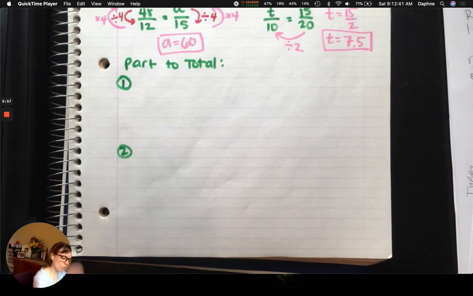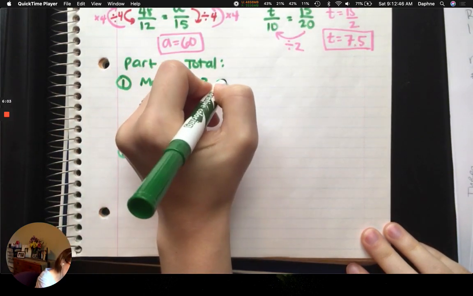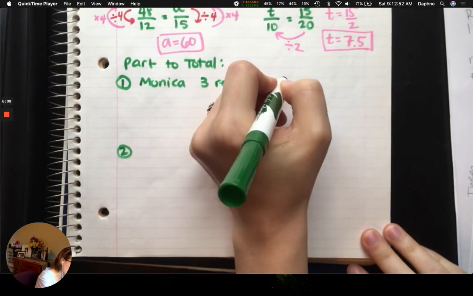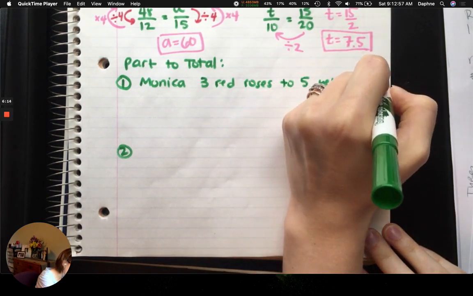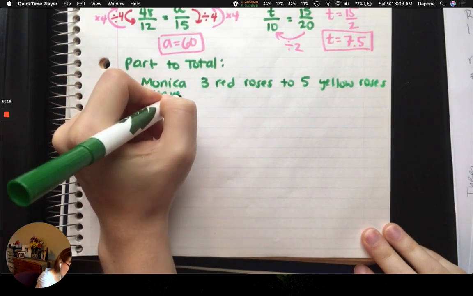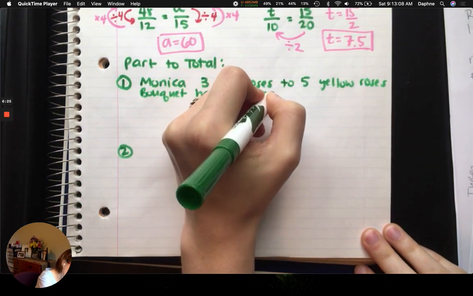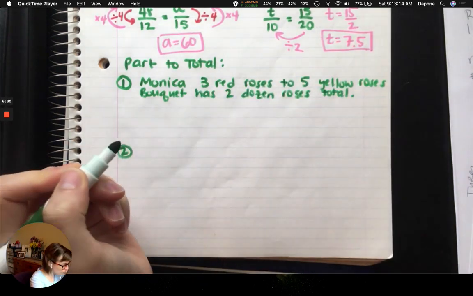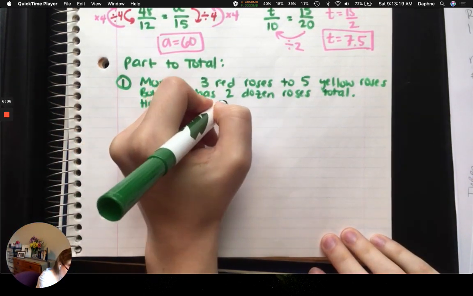Okay, so we know that Monica has 3 red roses for every 5 yellow roses in her bouquet. The bouquet has 2 dozen roses total. And our question is, how many red roses do we need?